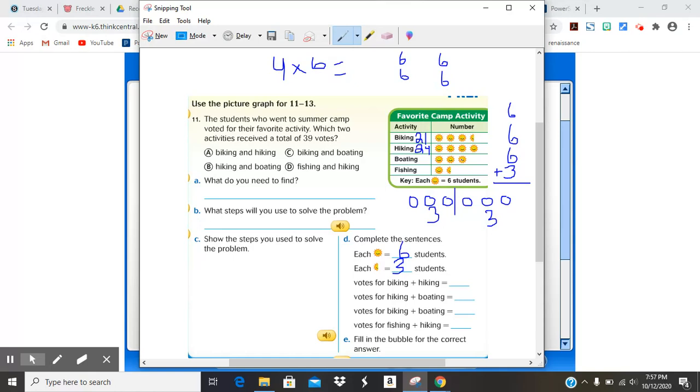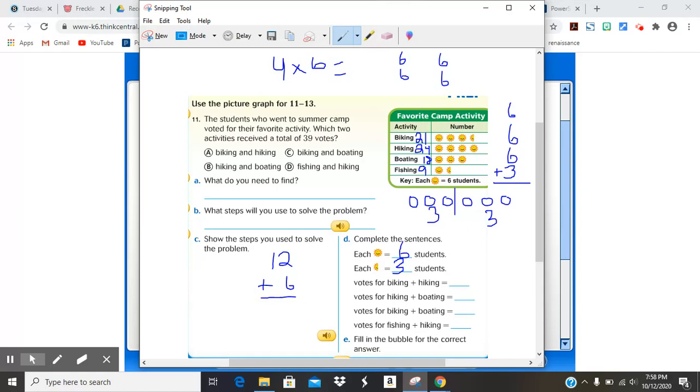Okay, next would be boating. I have 1, 2, 3 of them. Well, I know that 2 6s, because we've talked about this before, 2 6s is 12. And then we have another 6, line up my place value. And I put that together and I have 18. Okay. Now I look down here at fishing, I see a whole sunshine, which is 6, and a half, which is 3. So we can put those together. 6 plus 3 is 9.